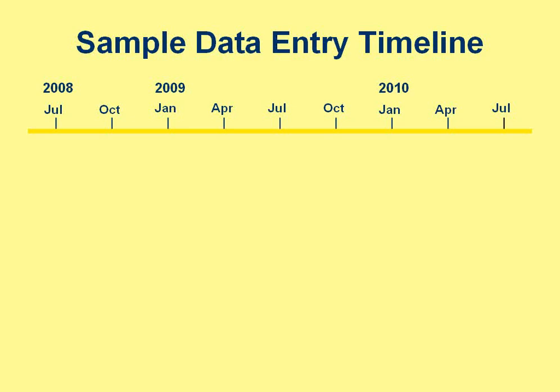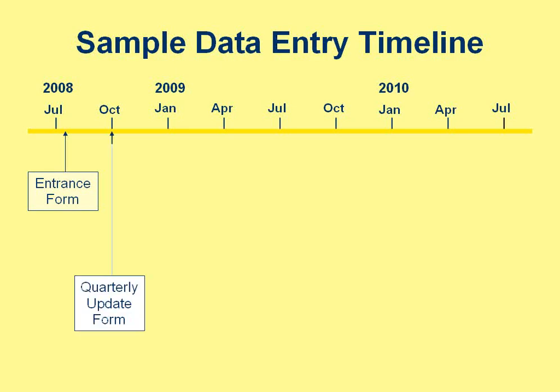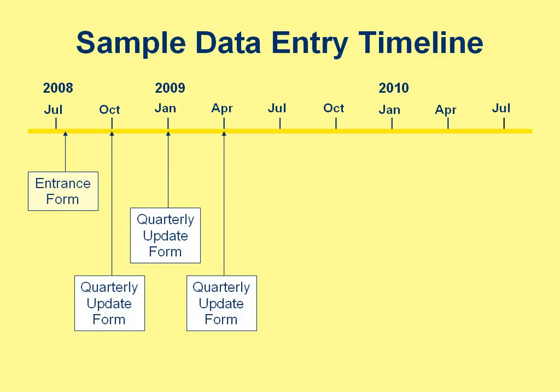Now let's look at a sample data entry timeline. We're going to take a fictional participant, Amanda Jones, who has just entered the program in July of 2008. At that point, you will have filled out an entrance form. In this case, what you probably did is mail us that entrance form, which we'll then enter into the system. At the end of the quarter, which ends on September 30th, you're going to complete a quarterly update form into the system. You'll do that again at the end of December, or by January 15th. Again at the end of March, so by April 15th.